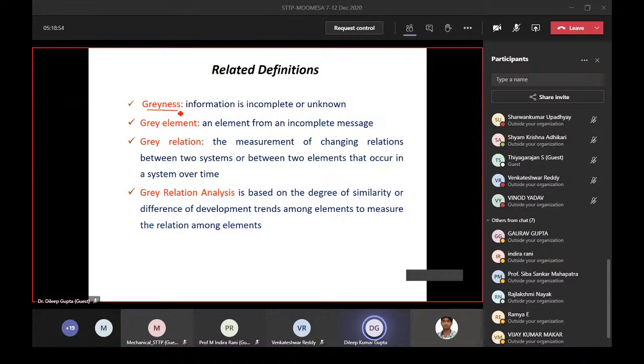Any two systems, two elements, or two variables, the relations between them will change accordingly. Gray relation analysis will give a degree of similarity or difference of the developed trend among the elements, to measure the relation among the elements. The elements that come in your gray range, the trend tells what relation they have, whether we are getting a similar element or a difference.